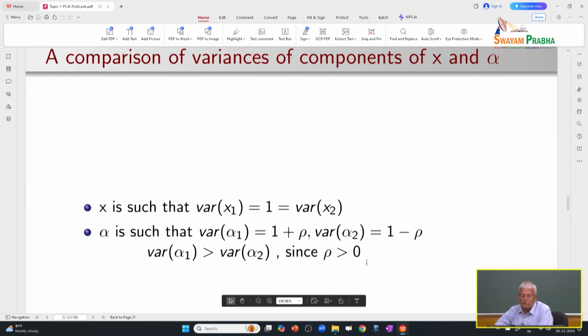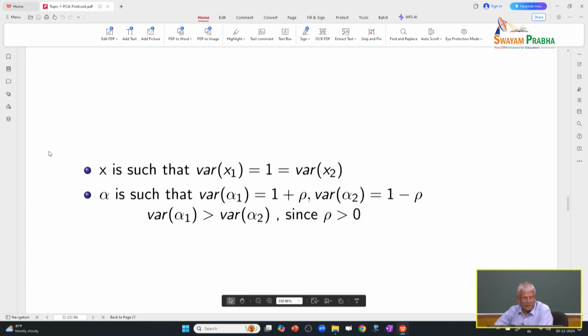So, comparison of the variance of the components of x and alpha. X is such that variance of x1 is 1, variance of x2 is also 1. Alpha is such that variance of alpha 1 is 1 plus rho, variance of alpha 2 is 1 minus rho. Therefore, the variance of alpha 1 is greater than variance of alpha 2 since rho is greater than 0. I am assuming they are positively correlated.